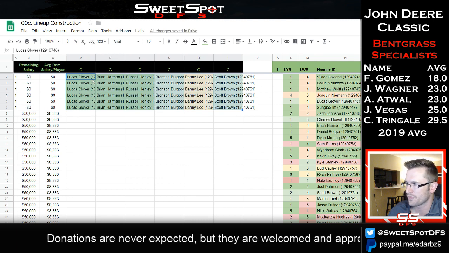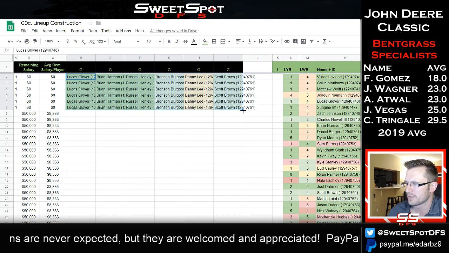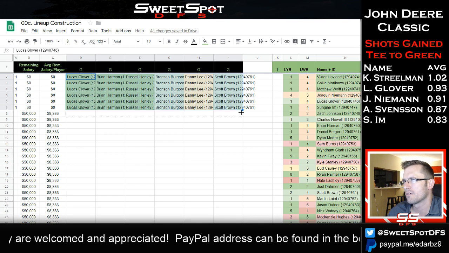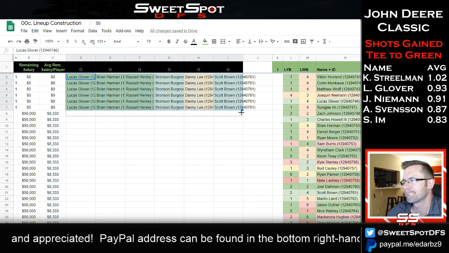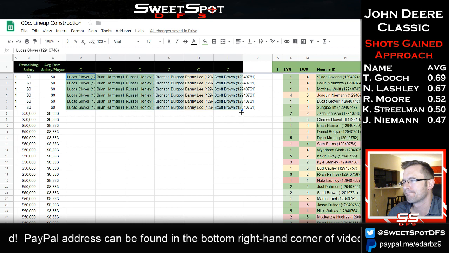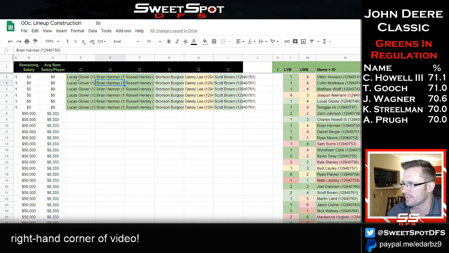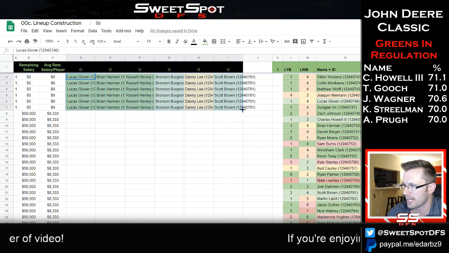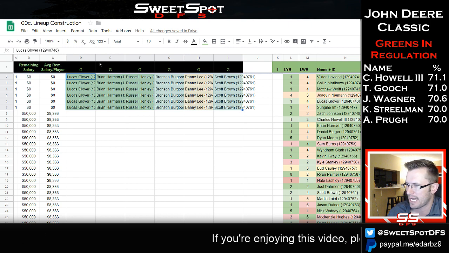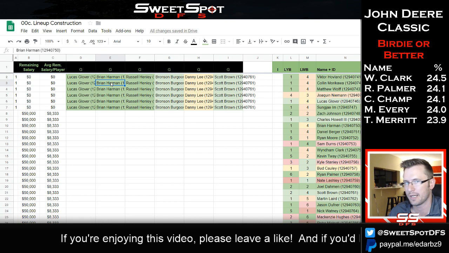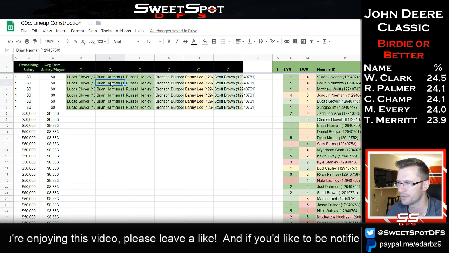What I'm going to do from there, actually I'm going to go 7. Did I do 7? Yeah. Nah. We'll go 6. Lucas Glover is a favorite, so we'll just keep him there. Typically, I only have 40 lineups, so if I'm going to do 6 to 6, I have to do it this way. And that's perfectly fine. I'm willing to try that out.